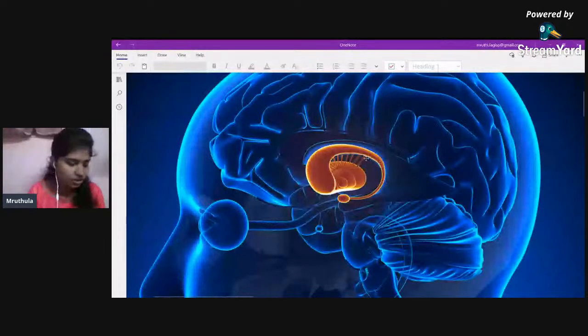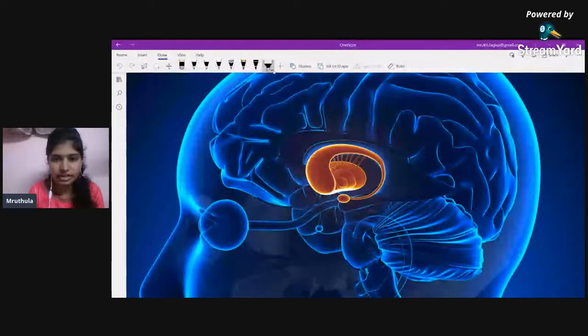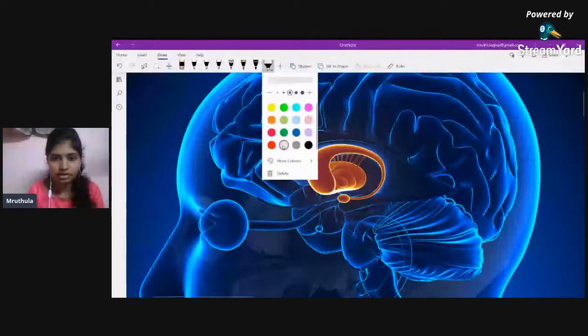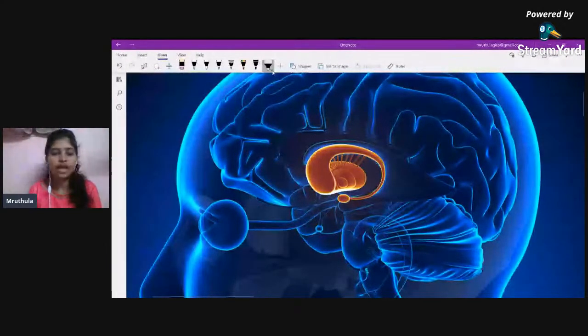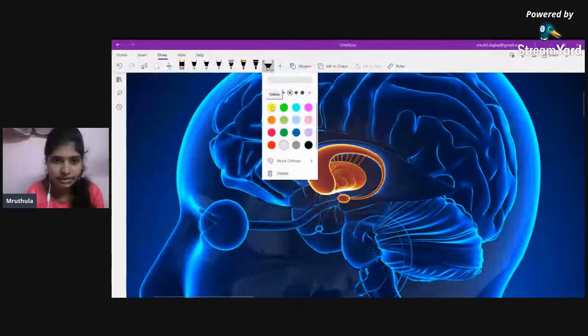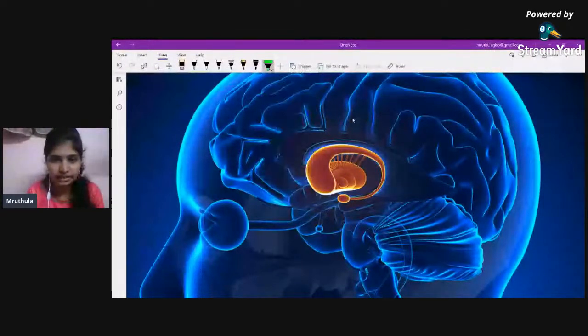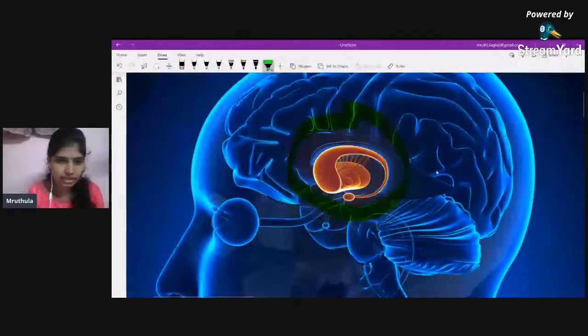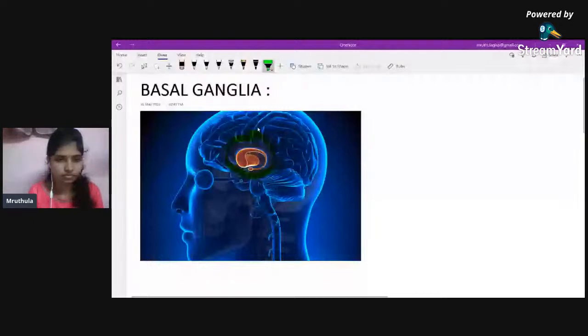Right now in the picture, what you're seeing is the basal ganglia, this highlighted part. If you can see this brown region, the golden brown color, that is the basal ganglia. Just to give a gross idea of where the basal ganglia is located, I've put this picture. Let's break down this term basal ganglia.